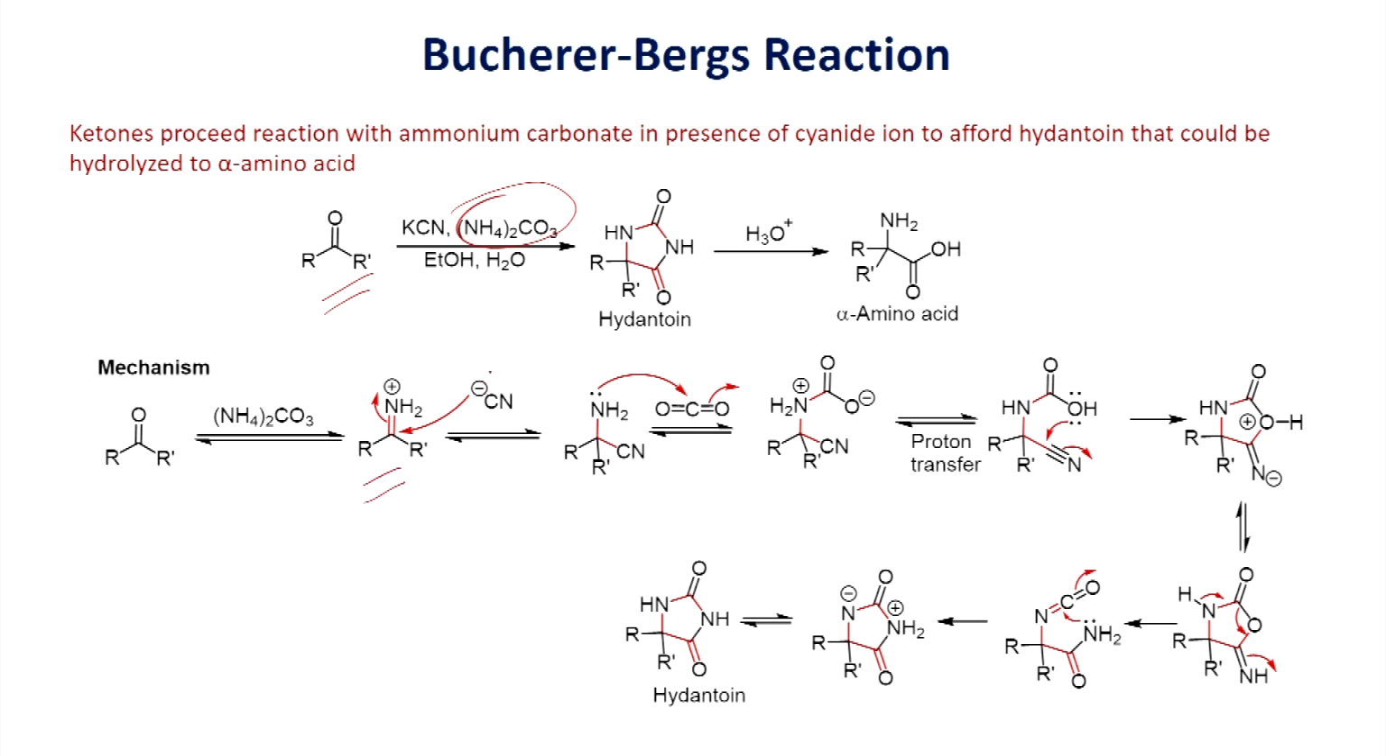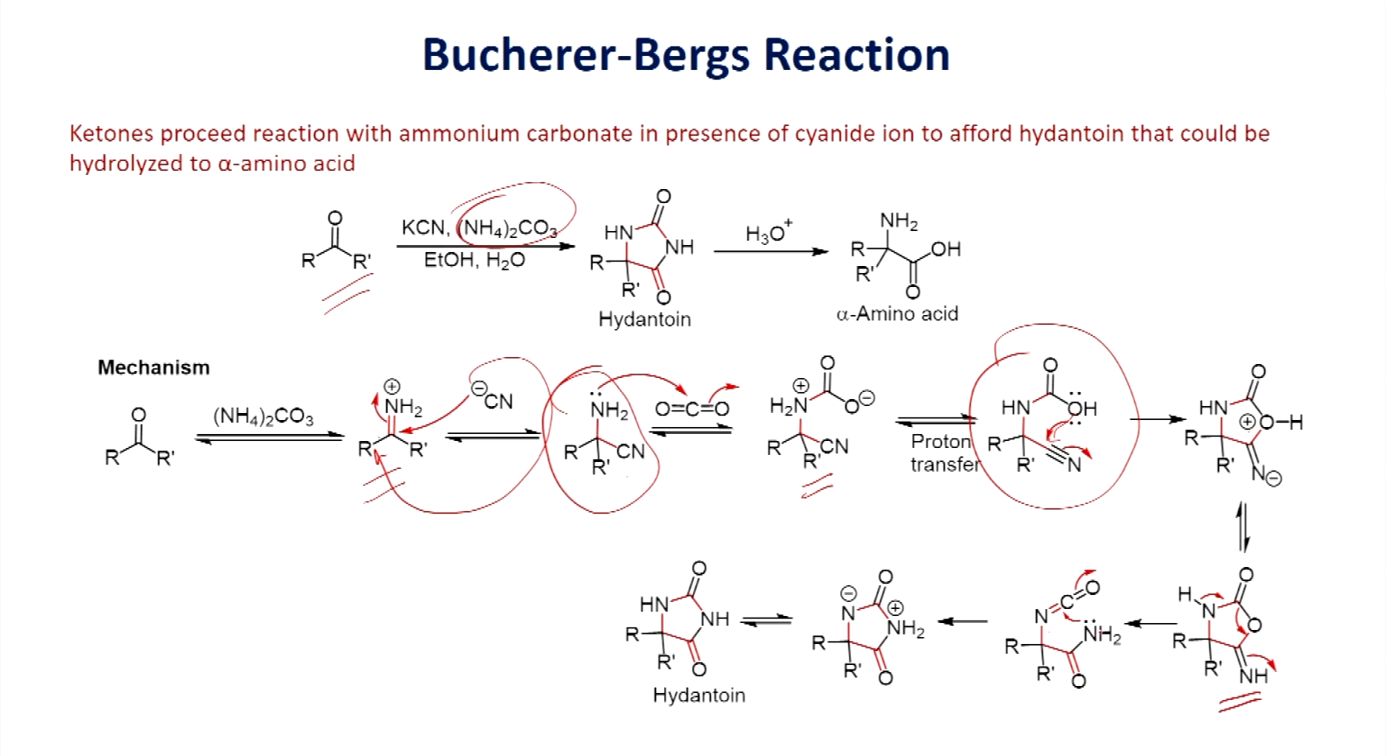That imine can be reacted with cyanide ion, as it can undergo addition reaction. You can get this nitrile derivative. Once you have this one, it can undergo addition reaction with carbon dioxide, and by proton transfer you will be able to get this compound, which can undergo intramolecular cyclization to give this oxo enamine intermediate. Once you have this one, it can convert into this by proton transfer.